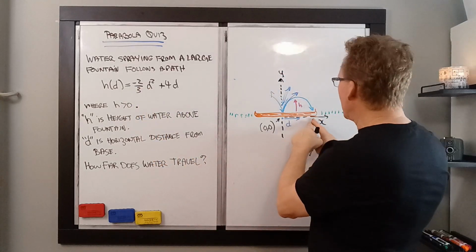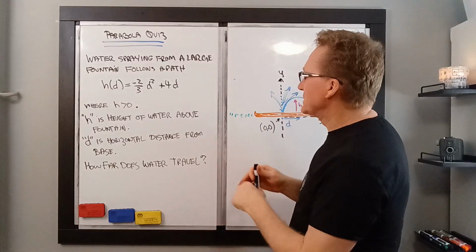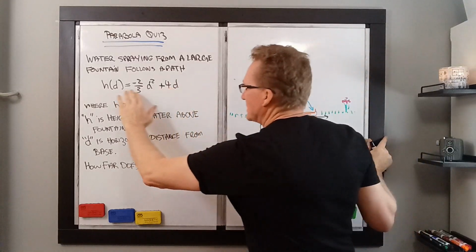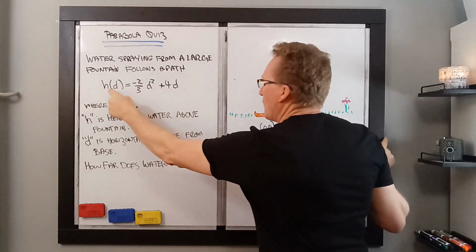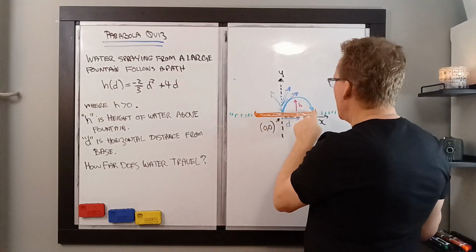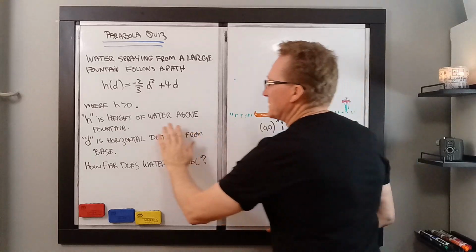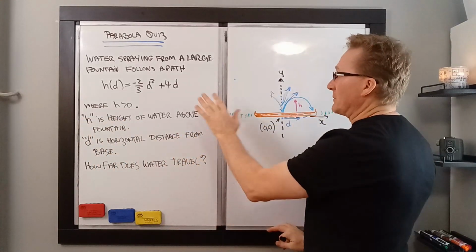So what we want to do is find out how far the water goes here. In other words, what we want to know is, in this equation, when will h equal 0? Obviously, h is going to be equal to 0 there, but at what distance d will h equal 0? So I'm going to try to solve this. I'm going to erase some of this stuff here. We don't need this right now.